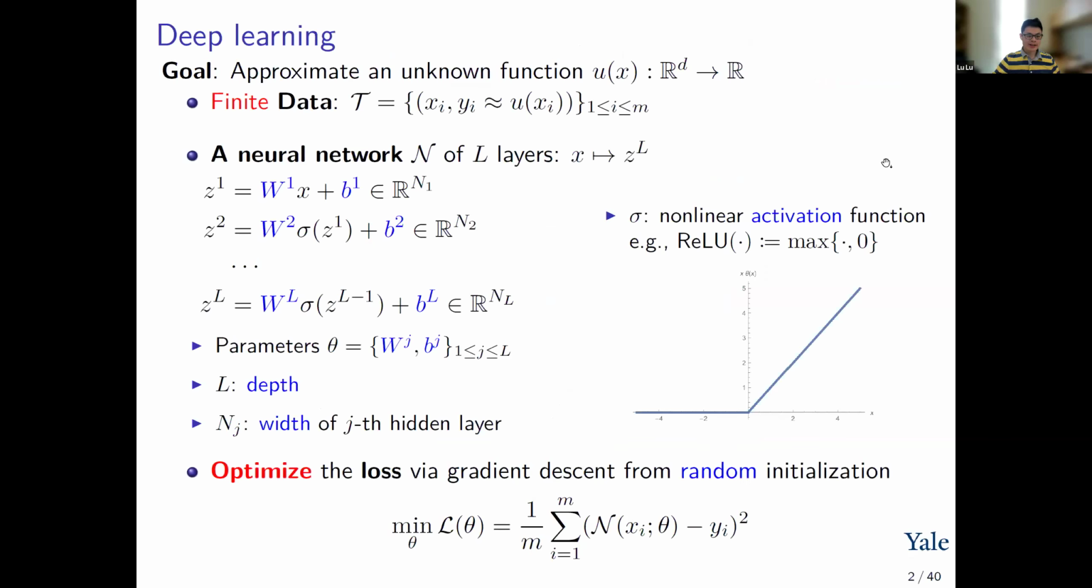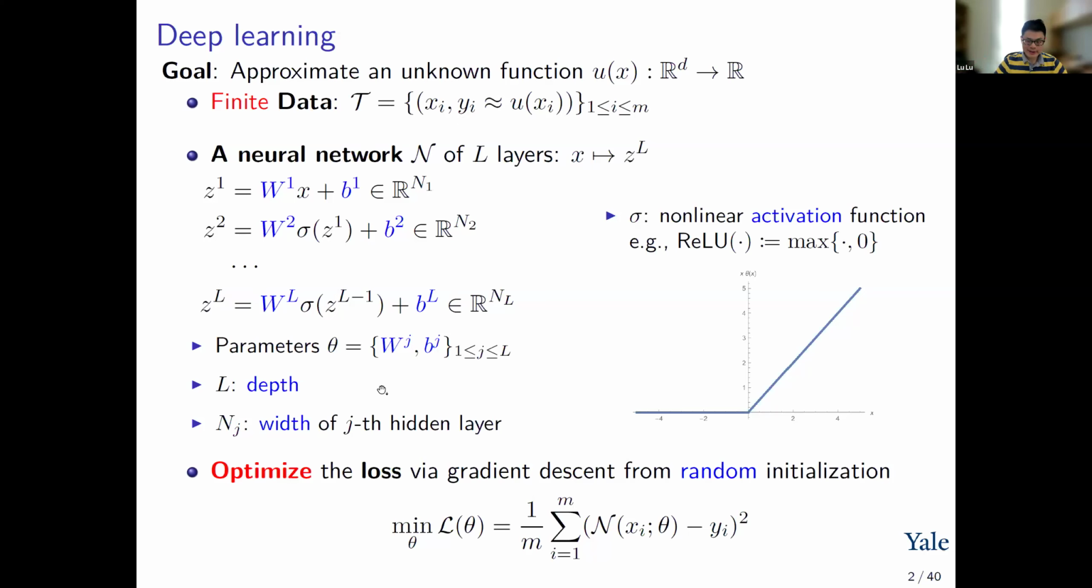So let me start with a very simple textbook version of deep learning. In deep learning, essentially what we try to do is approximate some unknown function, such as u(x), mapping from R^d to R. Then we consider we have a data set with finitely many data pairs, x and y. Then we can design a neural network with many different hidden layers. Each hidden layer is denoted by z here, and in each hidden layer, we have the trainable parameters, weights and biases, W and b.